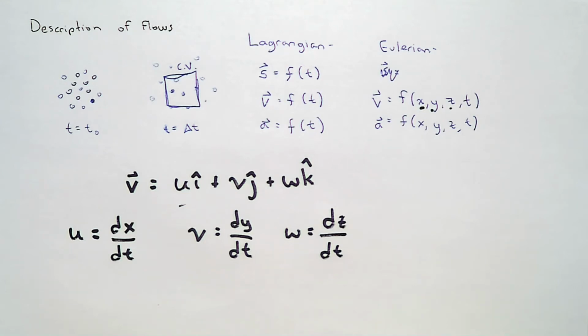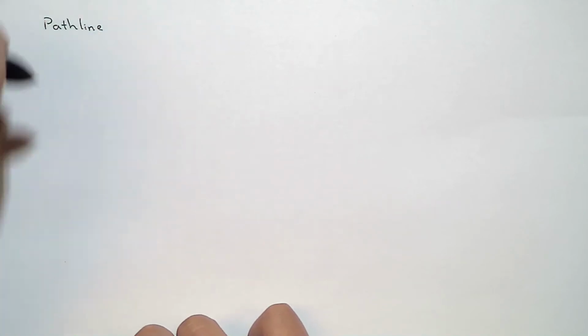Now we're going to find that there are different ways to describe not just the fluid or a particle of fluid or a volume with fluid, but we're also going to have to find ways to describe the path or the motion of a fluid. So we're going to define three types of lines that are going to help us identify fluids. The first such line is called the path line. And what is a path line? A path line is simply a line that's formed by the points that a particle travels through.